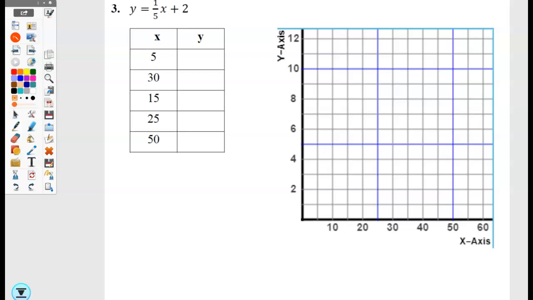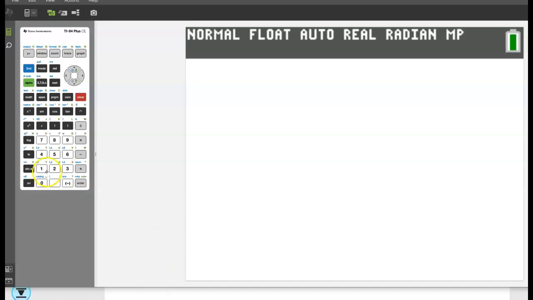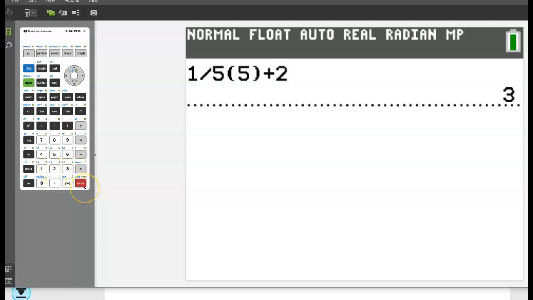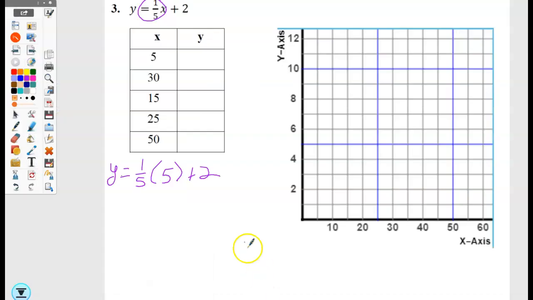In this video, we will do the exact same thing as what we did in the previous lesson. The only difference is we're going to notice we're going to have a fraction here. But it's still the same general premise. We're going to take our x value and plug it in for x. So we're going to do 1/5 times 5 plus 2. And when we do that, we get 3.